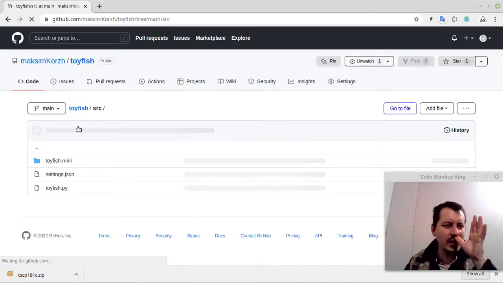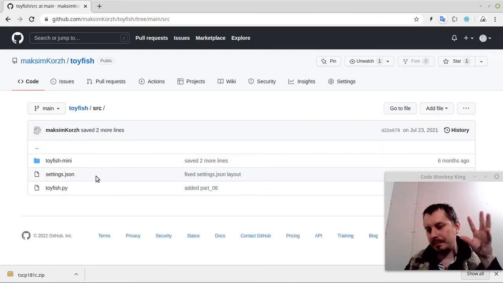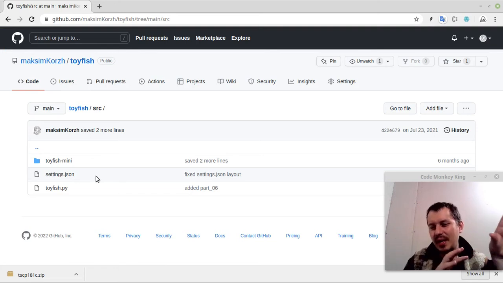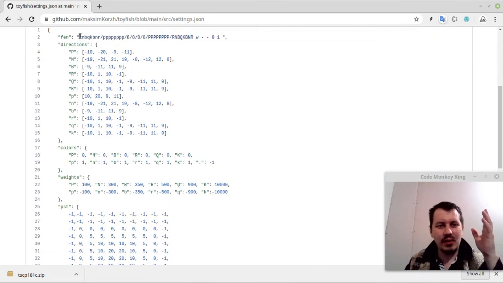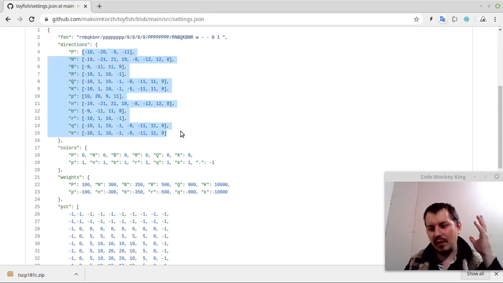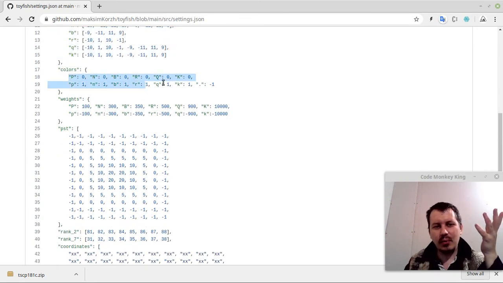Again, usually I prefer having a single source file, but since I wanted to make it exactly 100 lines of code, I decided to split the data part, like the rules of chess, the data structures, or rather the initialization for those, into separate files. So here we have the settings.json, right? And we have the certain FEN to initialize the initial position. Here are the direction move offsets for a move generator. Here we have the mappings of the piece types to the certain color.